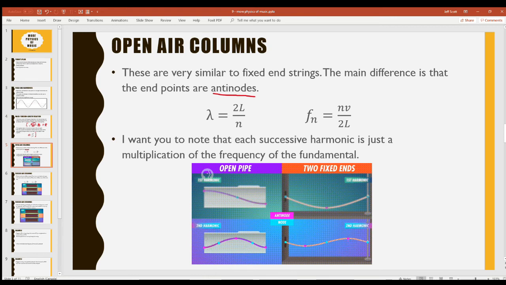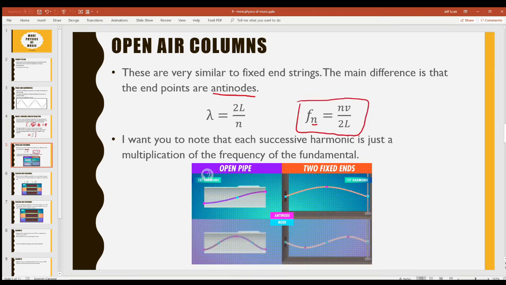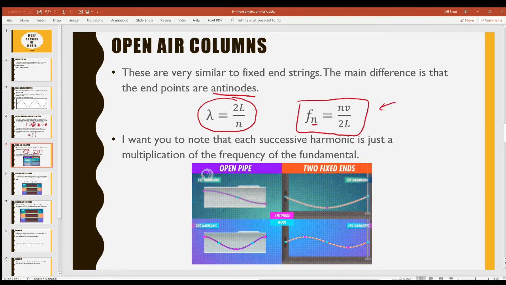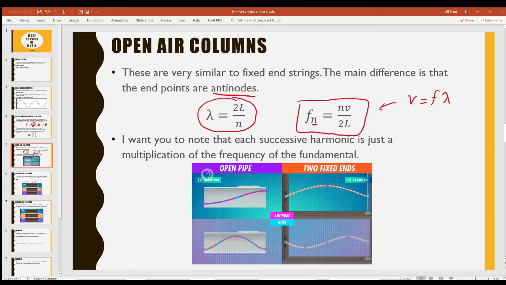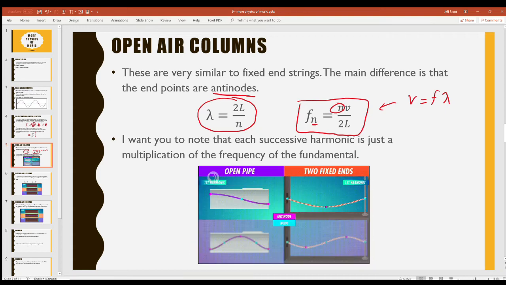Your frequency for any n harmonic is the exact same formula. And likewise, if you were to rearrange this, you could figure out that your wavelength is just 2L over n, because this Fn formula is just an extension of your universal wave equation, v equals frequency times wavelength. Now I want you to note that each successive harmonic is just a multiplication of the frequency of the fundamental, right? So in other words, this n is the only thing that affects the difference between the first harmonic, the second harmonic, the third harmonic, and so on.